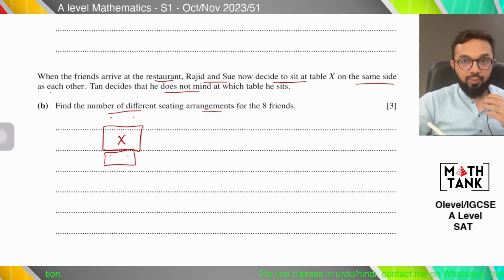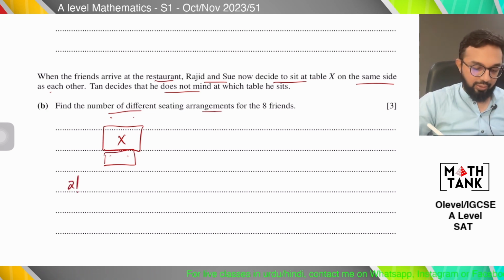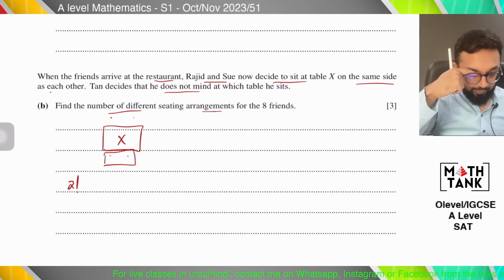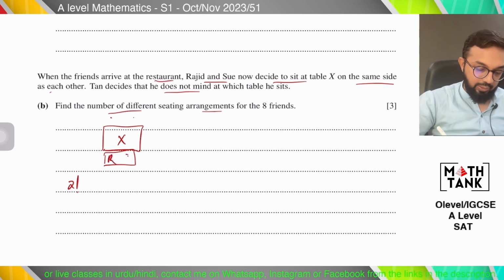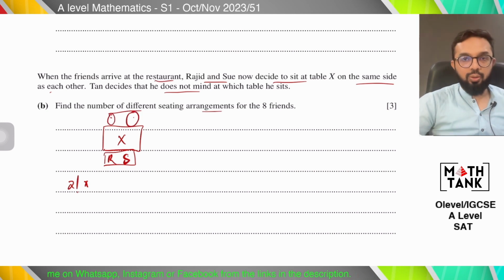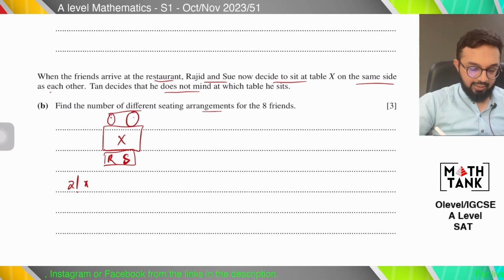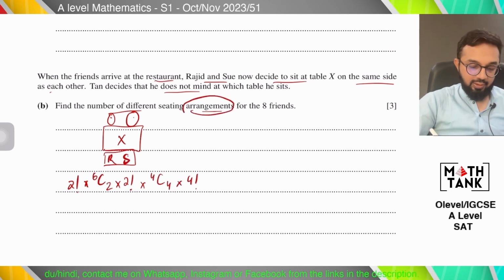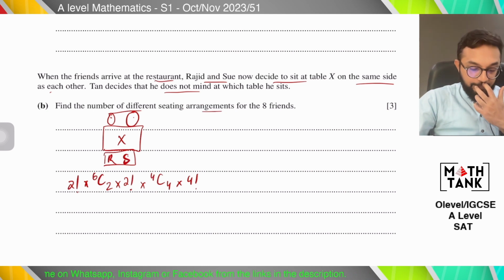Okay, but they can switch between themselves. So let's just write 2 factorial right on the go. And they are sitting on this side. How many seats are there? There are 2 seats and no one else minds where they sit. So there are 6 people deciding if they want to sit with Rajan and Sue. And then those 2 people can also arrange themselves. For the rest of the people, they go to table Y and seat themselves. Now it's arrangements. It's not just dividing into groups.